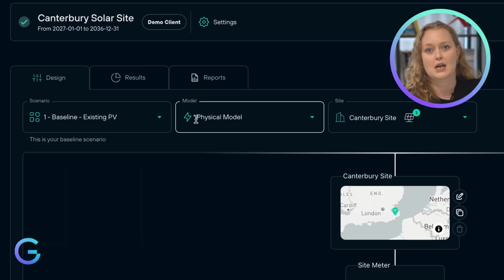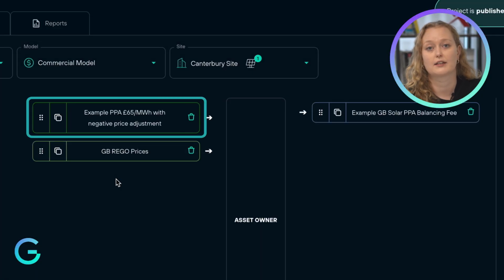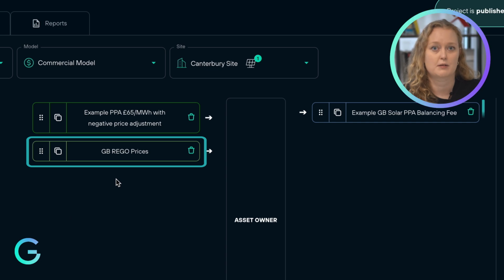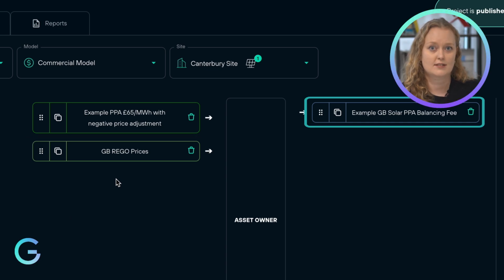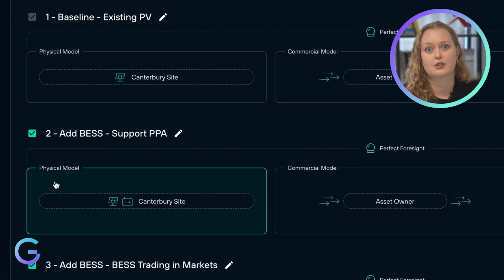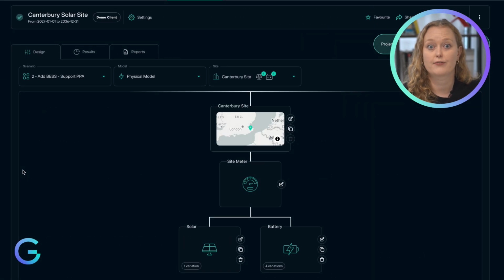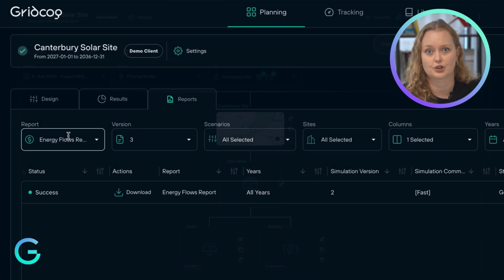The site has a PPA with a strike price of £65 per megawatt hour and knocks out in the event of negative prices. The site also earns regos and pays for their PPA balancing costs. Once this is all set up, the software will run the co-location scenario. This allows you to test different battery sizes for the co-located site. You can then evaluate the financial metrics associated with each battery size to support your investment decision.